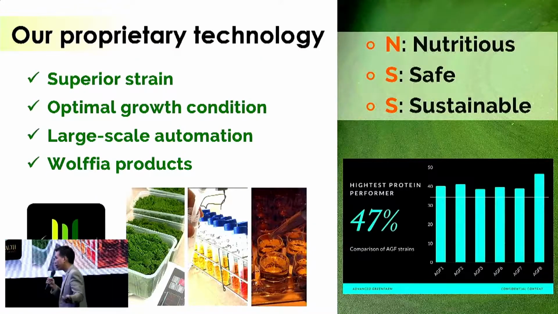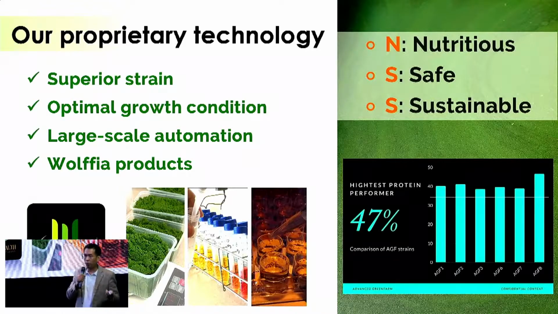We developed so many technologies, proprietary technology. We work with many strains because Thailand is home to Wolffia, so we have so many strains to work with. We study biology, find optimal condition. We apply my know-how in microalgae cultivation to do large-scale engineering. Okay, and lately we also enter the food market products. So we develop products and we can sell.